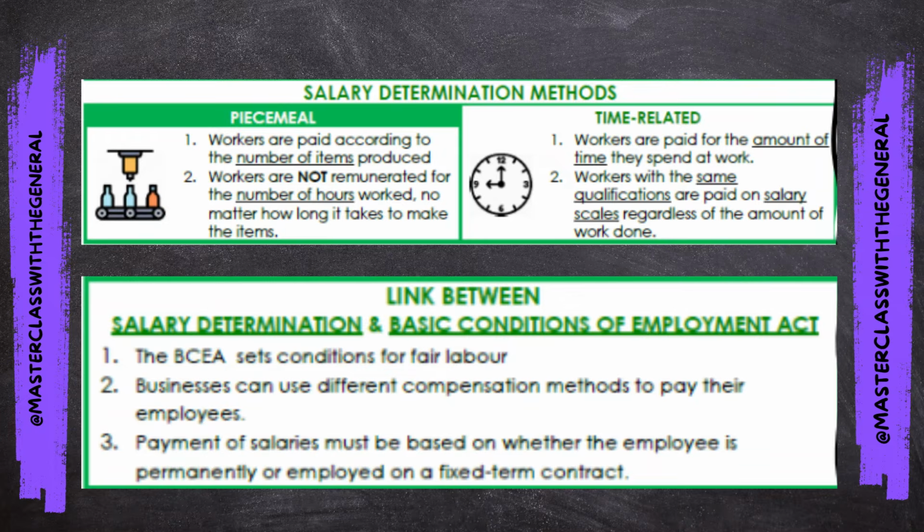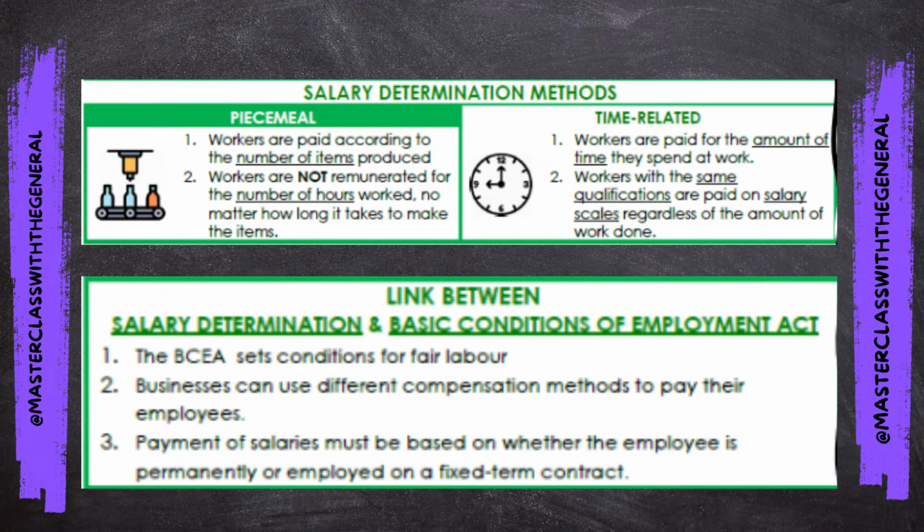Number 2, workers with the same qualifications are paid on salary scales regardless of the amount of work done. So generally, we are not looking at the amount of work done. We are looking at your qualifications. How qualified are you? Workers of the same qualification doing the same job will receive the same salary. We are not looking at the output. We are looking at the amount of time spent at work.